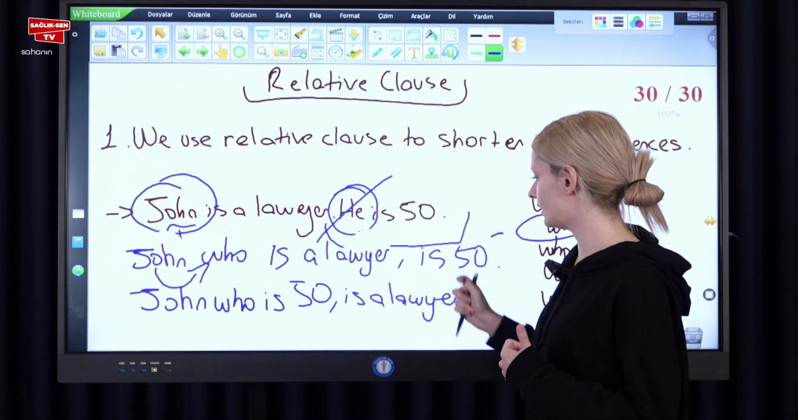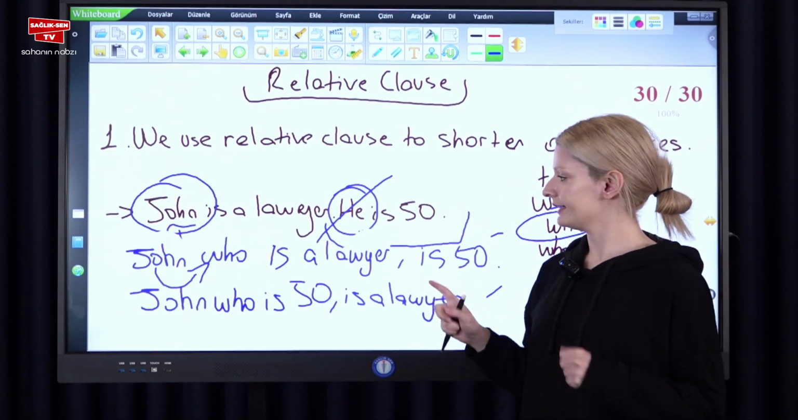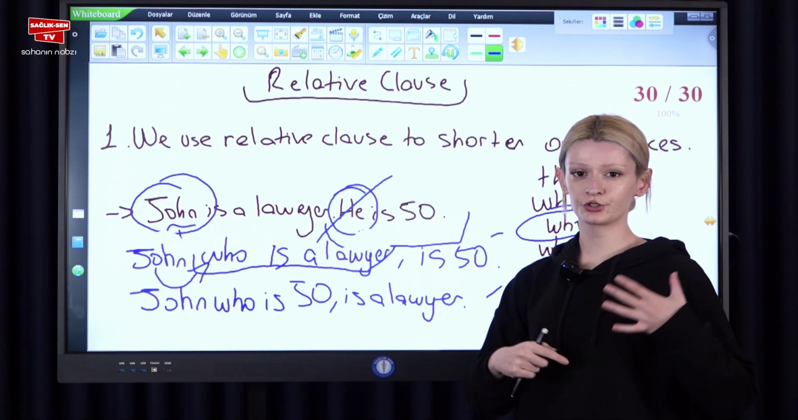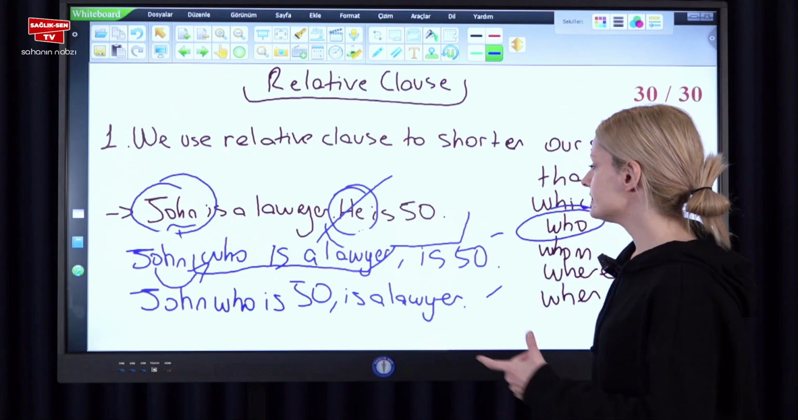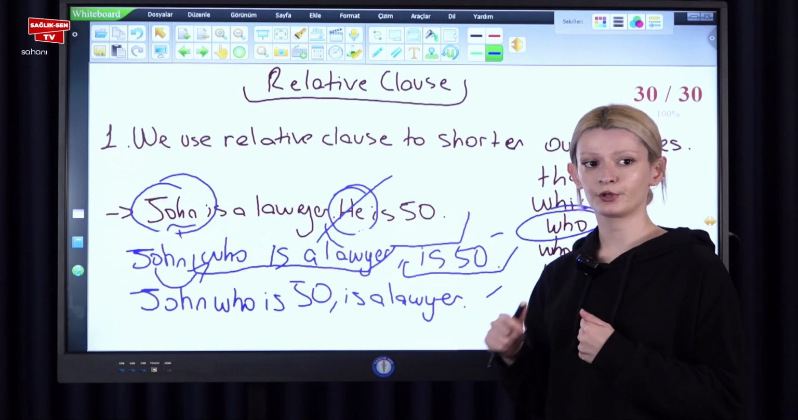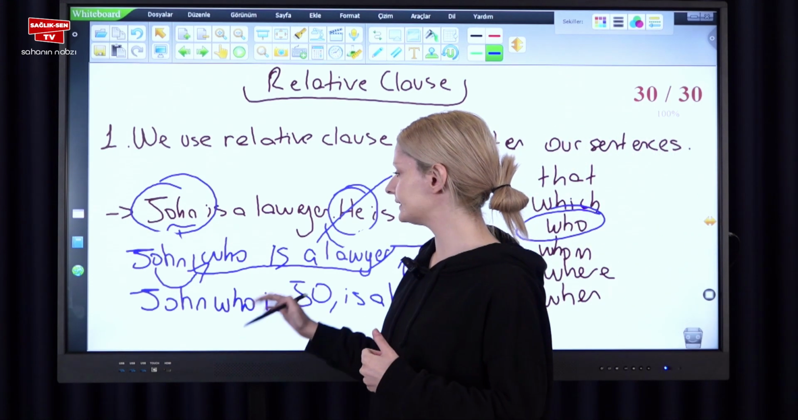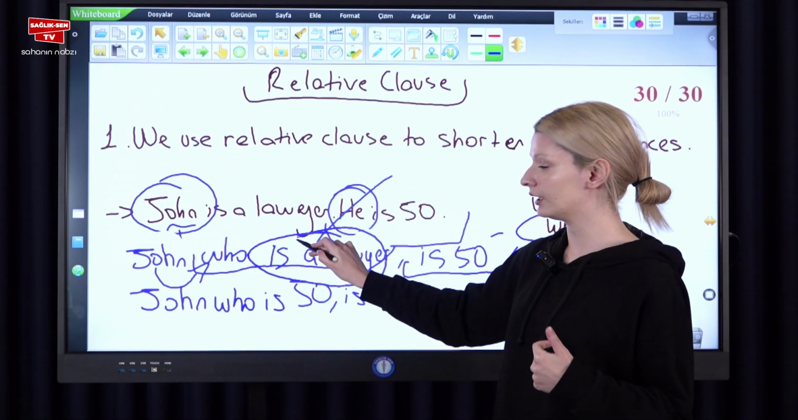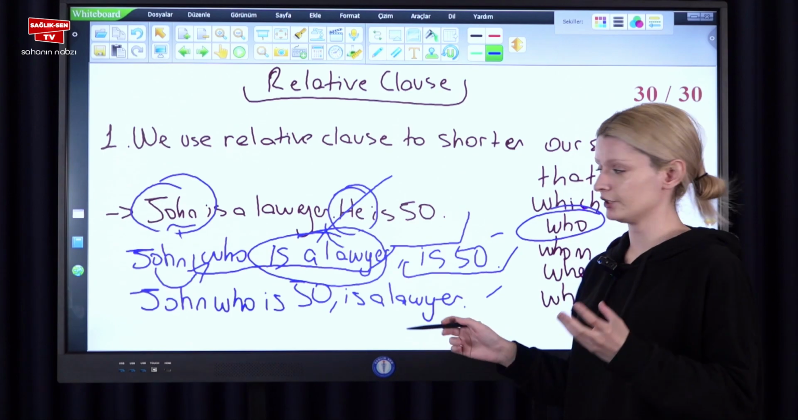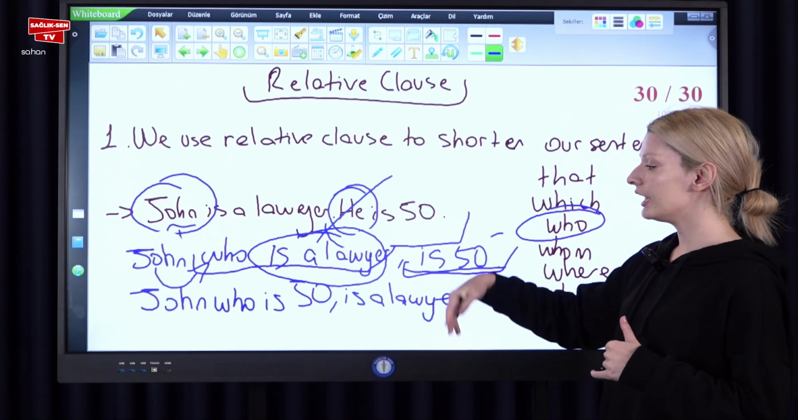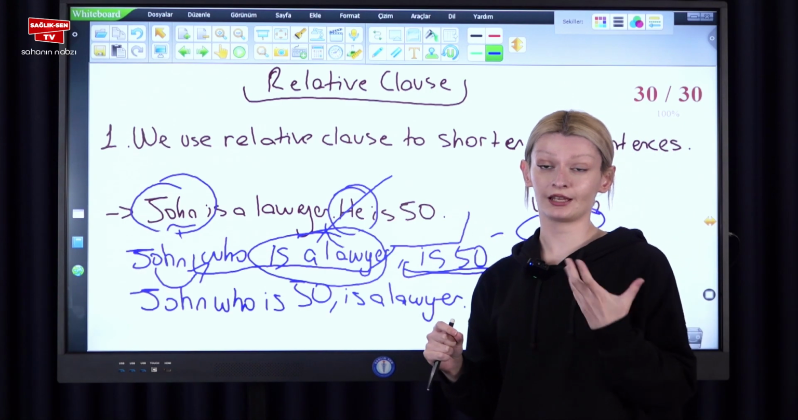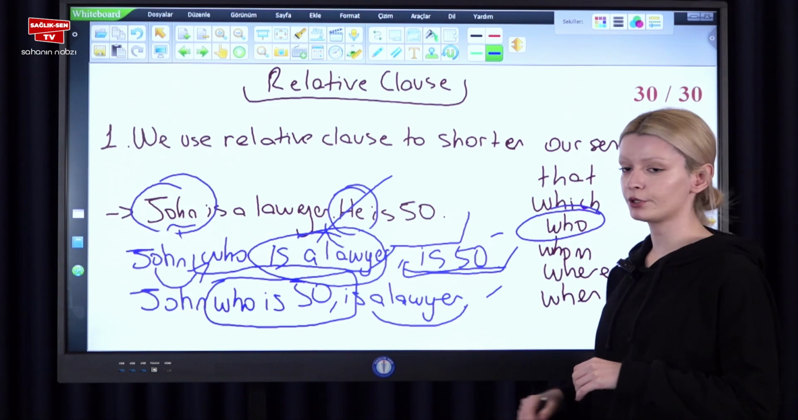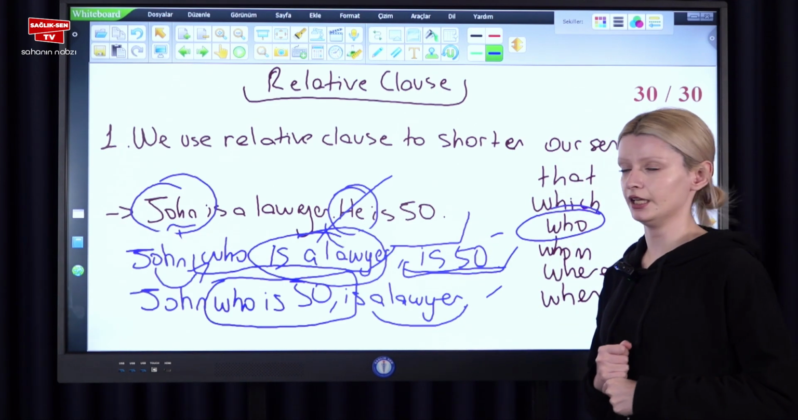When do you use this one and when do you use this one? The thing is, what you put right after the relative pronoun is your extra definition. And the thing that comes last is the main purpose of your sentence. For example, in this one, the extra information is John being a lawyer, but our main purpose is his age, he being 50. In the second one, our extra information is that he is 50, and the main purpose of this sentence is that he is a lawyer.